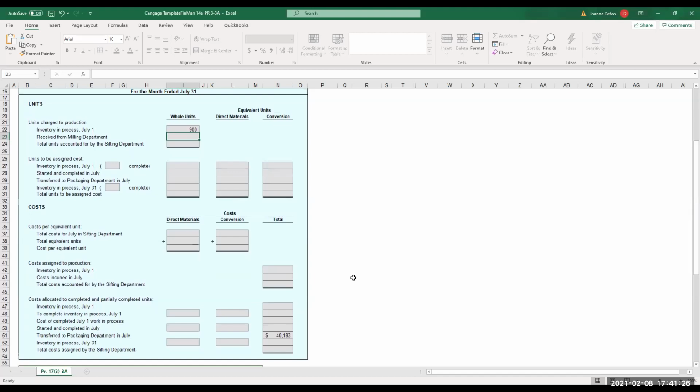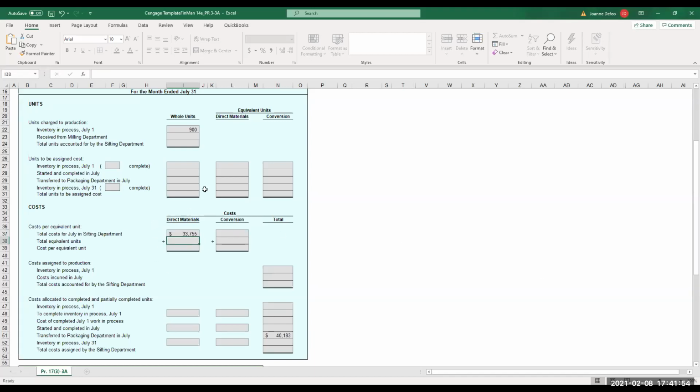So now let's see. Here's the total cost for July in the sifting department. What was the number you gave me? Was it Myra? Who gave me the $33,755? Flavia, is that you? Yes, that's me. Okay, so we're going to put your number right here. That's a good number, 33,755. So there's where the number goes.